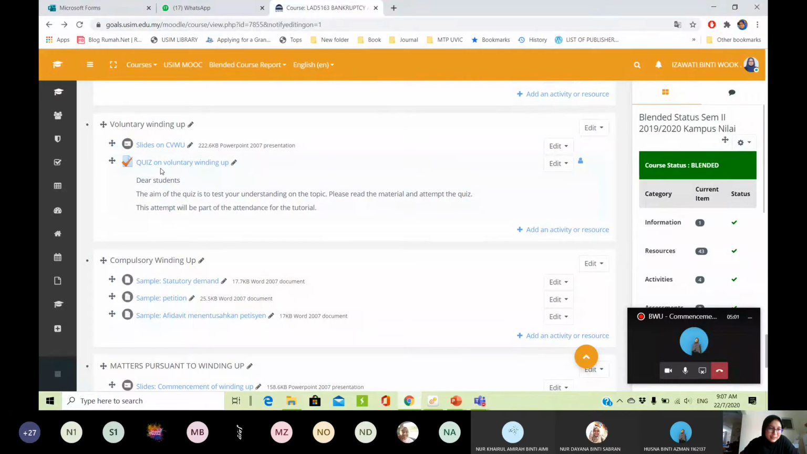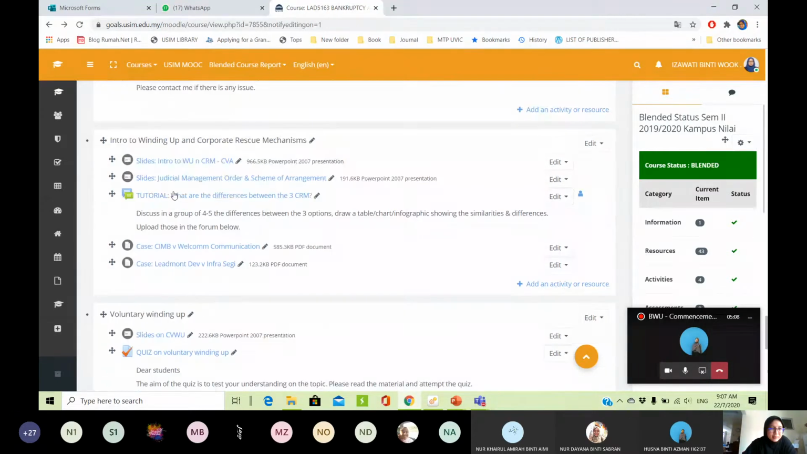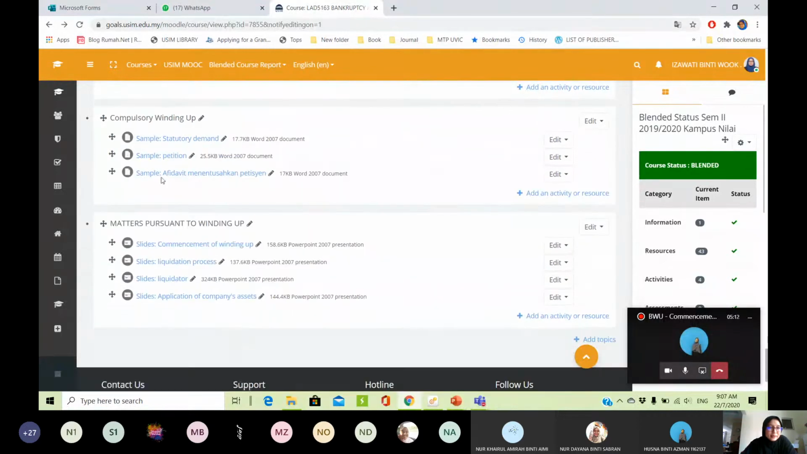So berapa ramai yang jawab quiz ni? Quiz on voluntary winding up is part of your tutorial. So I hope you have answered the question. Okay, and then Cik Azmi will finish the compulsory winding up. So basically on the part of the procedure, procedure relating to the process in court, for the court to give order for a company to be wound up.